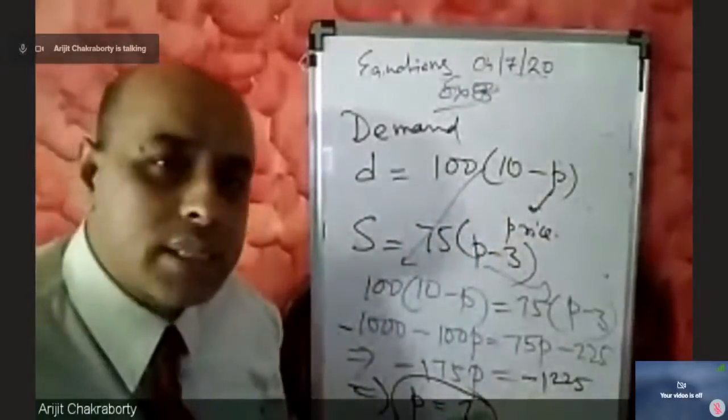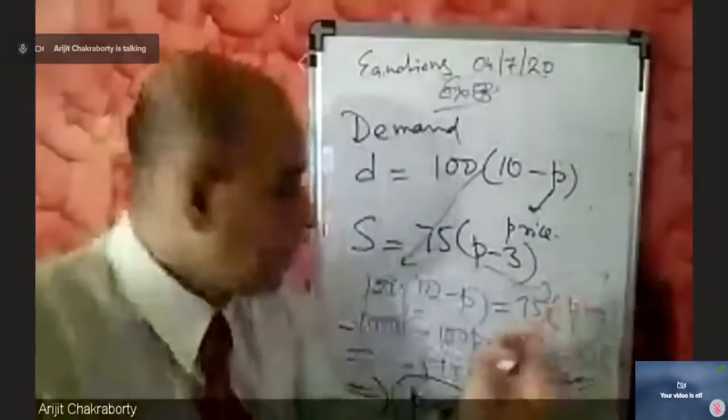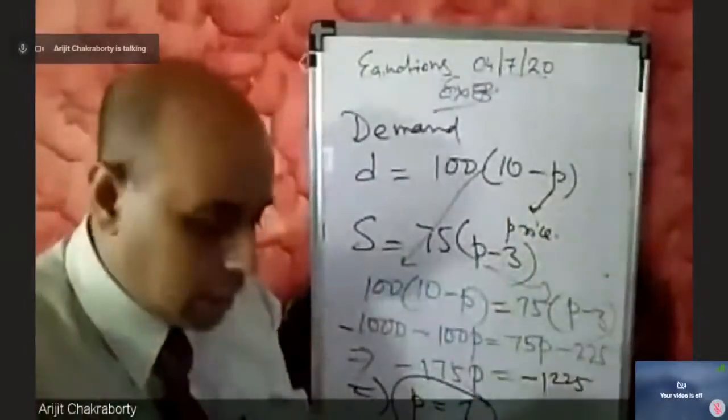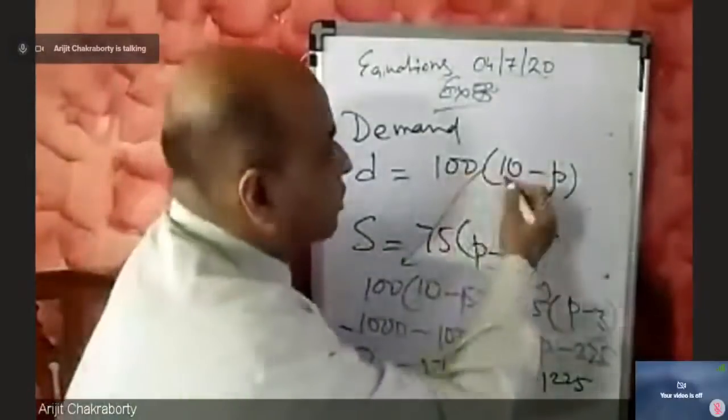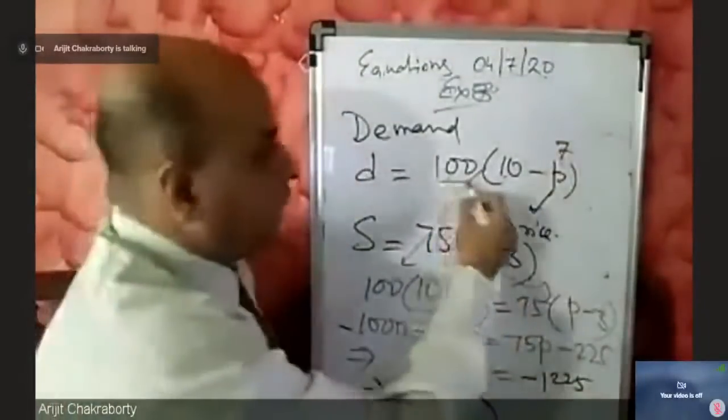We know P is 7. So please substitute. Instead of P we will write 7. I am using red color pen. So I am writing 100 into 10 minus 7.